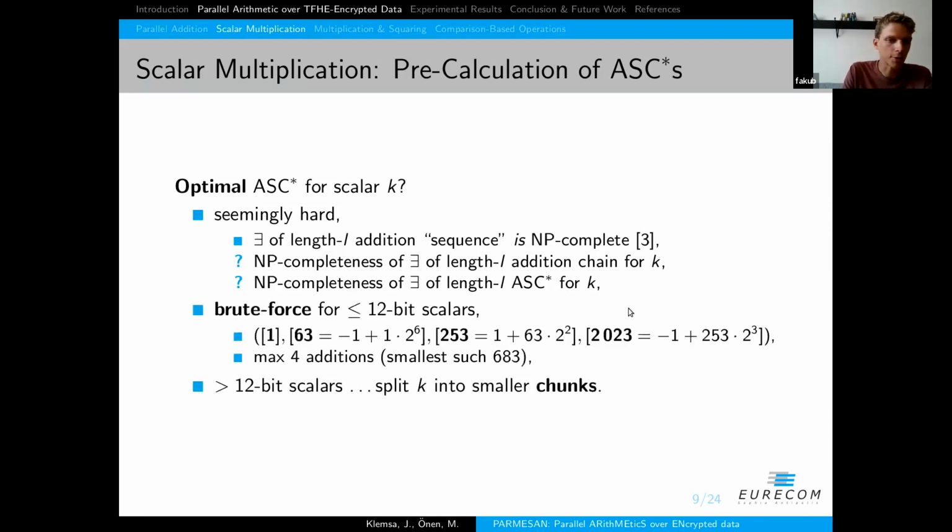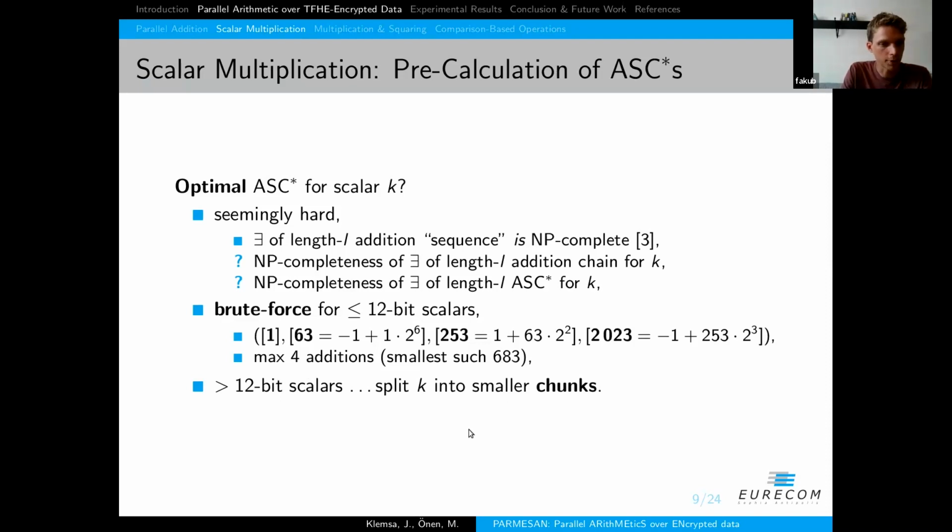So what we did, we brute forced this problem for up to 12-bit scalars. As an example, this is the result for this year, 2023. As you can see, this is a pretty short addition-subtraction chain in just 3 operations, in just 3 additions. We have the results, so there are 1, 2, 3 options. And this is no coincidence, because among all 12-bit scalars, which means up to 4095, there's a maximum of 4 additions. Each of these numbers can be done in 4 additions, and the smallest such is 683.